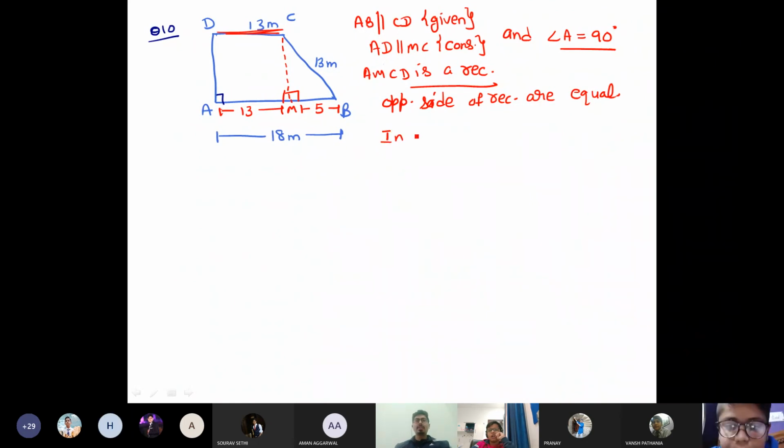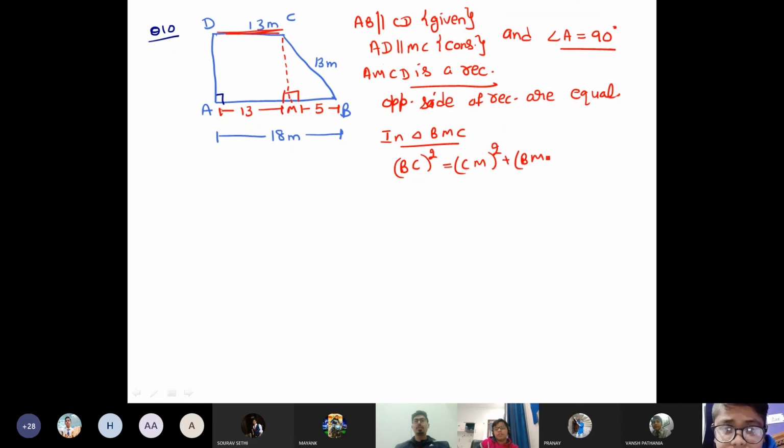Now students, in triangle BMC, apply Pythagoras theorem. What is the Pythagoras theorem? It is BC square is equal to CM square plus BM square. See, BC we know, BC is 13. So 13 square is 169. CM we don't know. BM is 5. 5 square is 25. This 25 when it goes here, it will be subtracted.